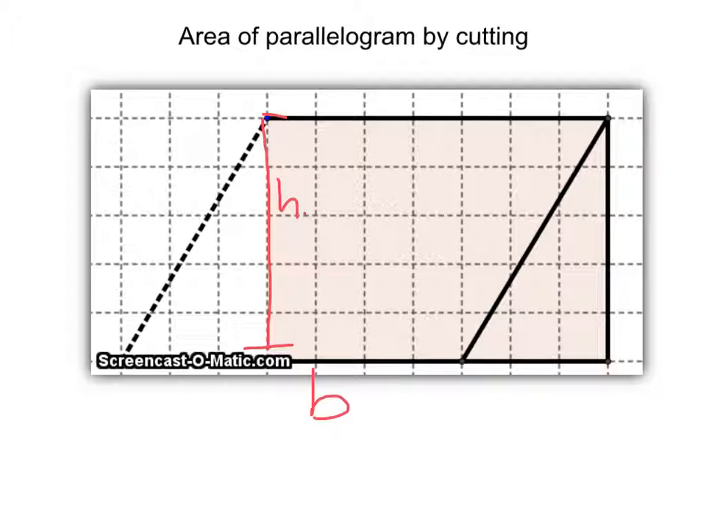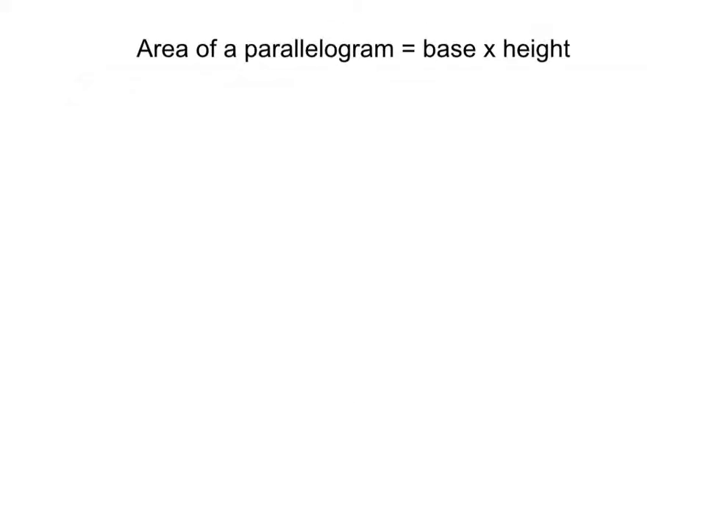Now, of course, the area of a rectangle is the length of the base, which is the same as the parallelogram, times the height of the rectangle. So again, the area of a parallelogram is base times height. So we've now seen several ways of finding the formula for the area of a parallelogram. We've decided it's the base times the height. But remember, the height is the height that's perpendicular to the base. It's not one of the sides of the parallelogram.